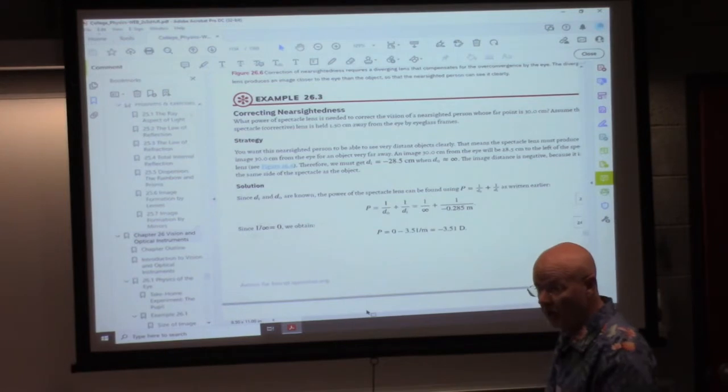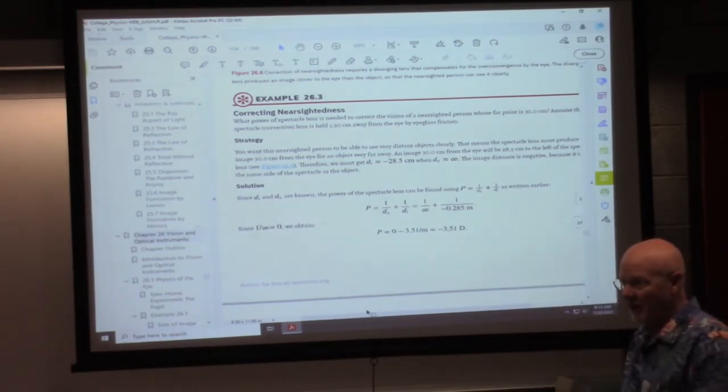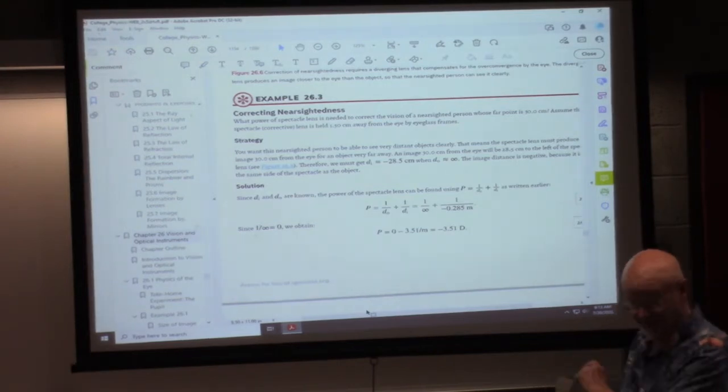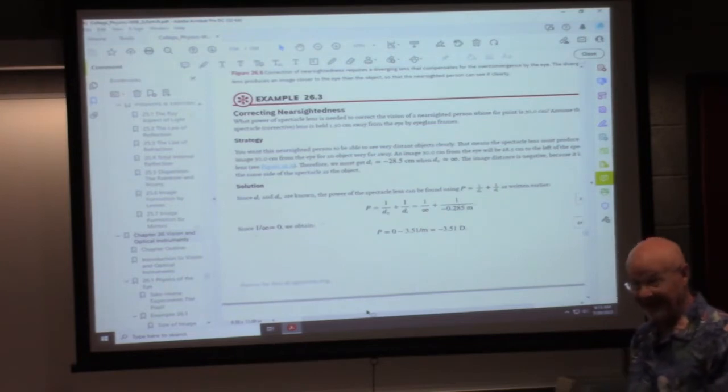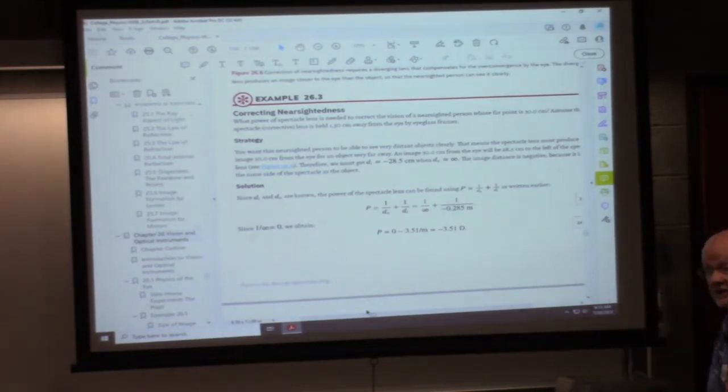Can you just add that to the focal point? I won't just add it to the focal point, but let's think it through. How about that? Okay. Let's see what I would do with it.